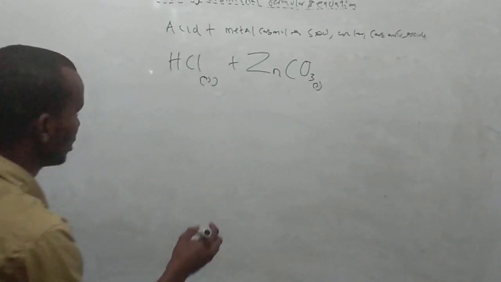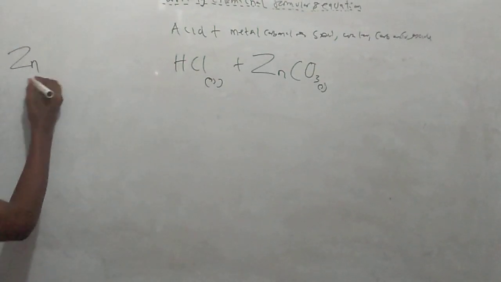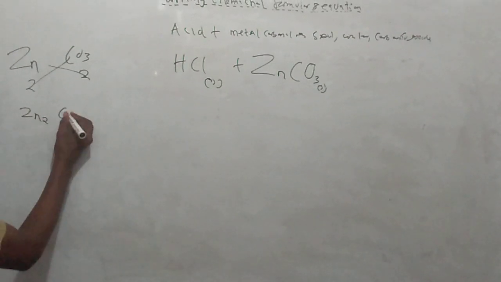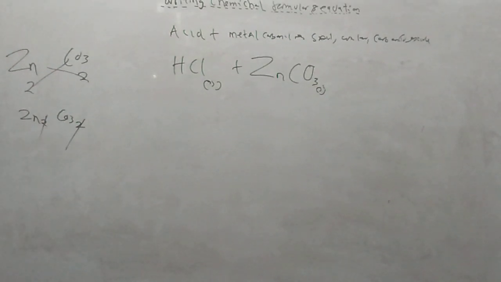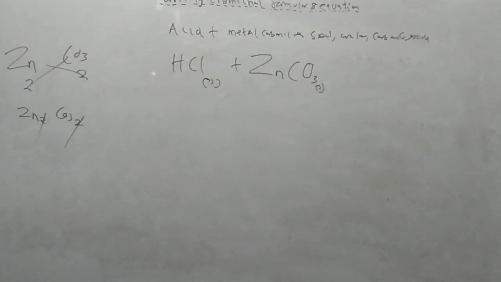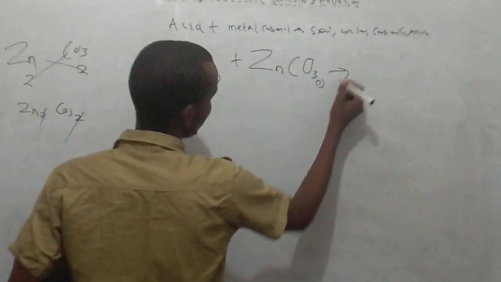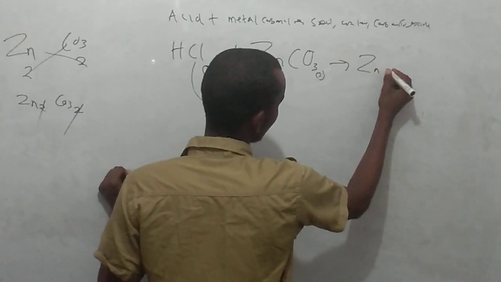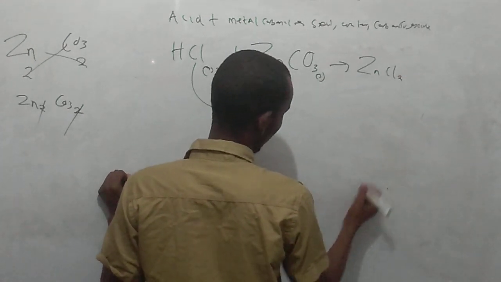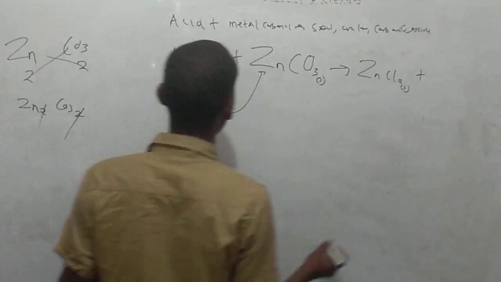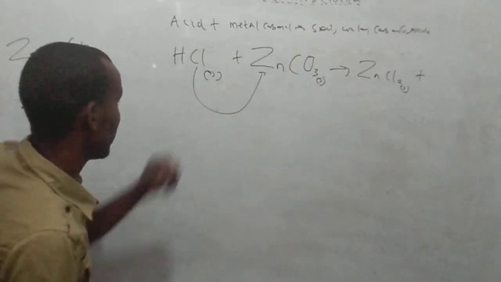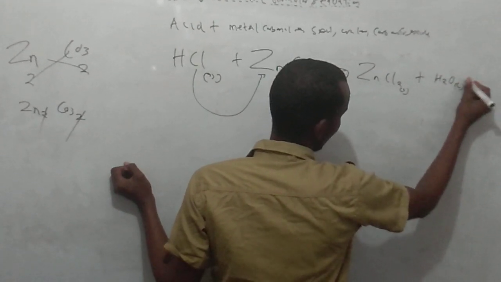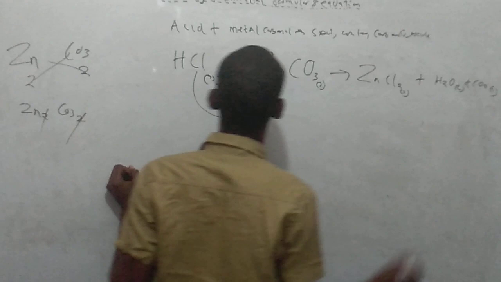Remember, zinc carbonate, zinc has a valence of 2, carbonate has 2. If they exchange, still zinc will have 2, carbonate will have 2, so they cancel, so we'll remain with ZnCO3. If they react, you see, we get salt. Our salt is going to be zinc and chlorine, which will form zinc chloride. We add water and carbon IV oxide. Water, liquid, plus carbon IV oxide gas.